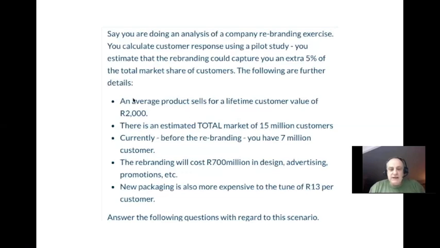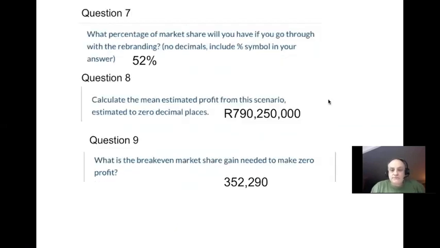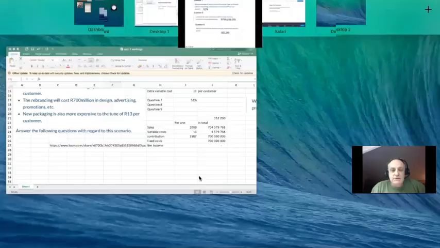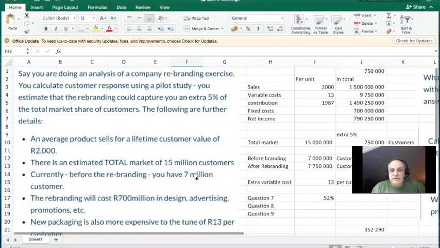Okay, so let's just go through this again before we look at the questions. Every time we make a sale, we're going to gain 2,000 Rand. The total number of the entire population or the total market is 15 million. At the moment, we have 7 million. The fixed costs for this exercise is going to be 700 million. The variable cost is going to be 13 Rand per customer. Now, let's look at the following questions.